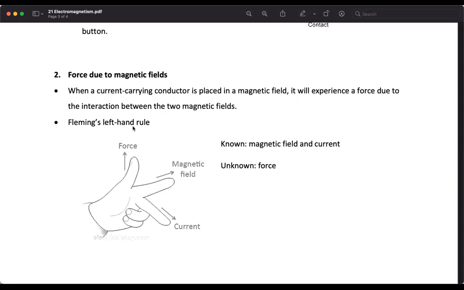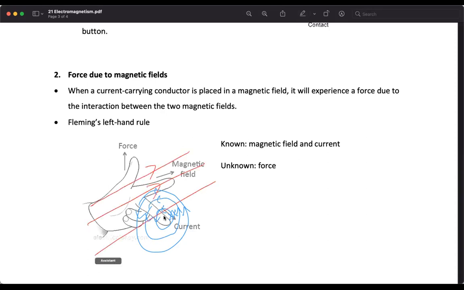The first concept you all need to know is that current produces a magnetic field. Can you see? This current produces a magnetic field. It will be like this, like this, like this. And then you're in a magnetic field area. You have a magnetic field in this area.